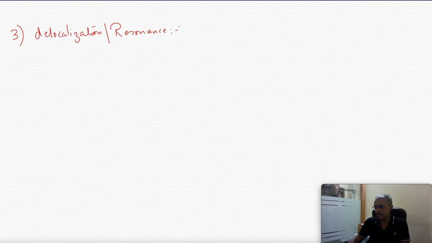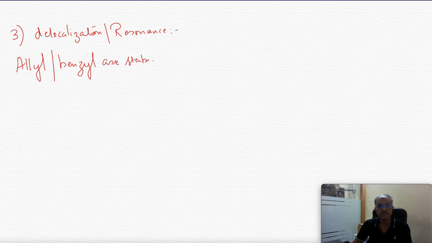Now, if we take two different examples, first one happens to be allyl, then benzene. Both allyl and benzene are stabilized by resonance. Resonance or delocalization, because resonance is nothing else but delocalization of electrons.